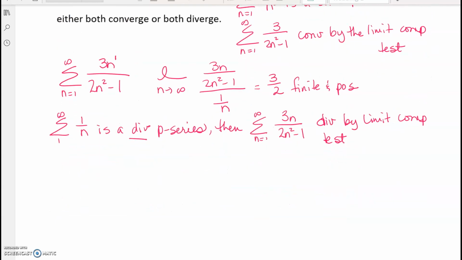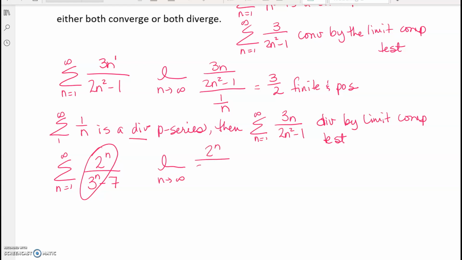Sometimes half the battle is just deciding what to compare it to. So if you had something like n equals 1 to infinity of 2 to the n over 3 to the n minus 7, just something random like that. When I look at this, I'm seeing the geometric 2/3 to the n. So if we do a limit as n goes to infinity of 2 to the n over 3 to the n minus 7, and compare that to 2/3 raised to the n.